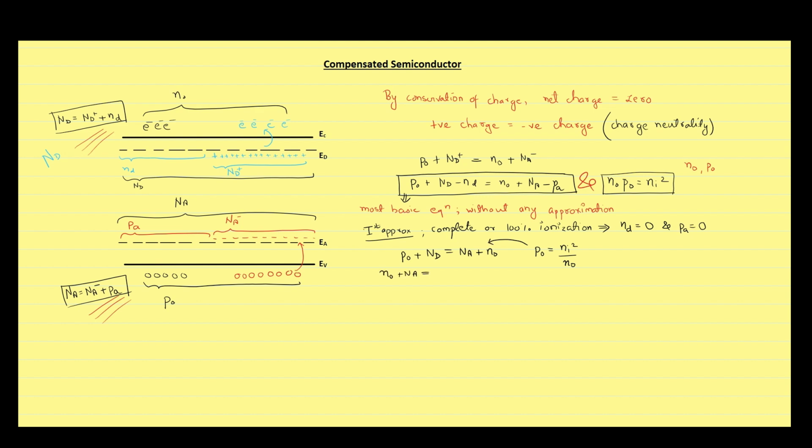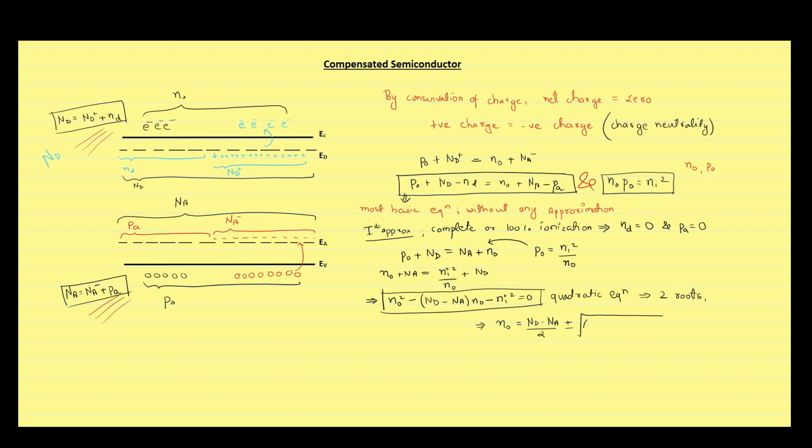Then, we will get a quadratic equation which will give us two roots. After solving, the two roots of N0 will come out to be (Nd minus Na) divided by 2, plus or minus the square root of ((Nd minus Na) divided by 2) whole square plus Ni square.